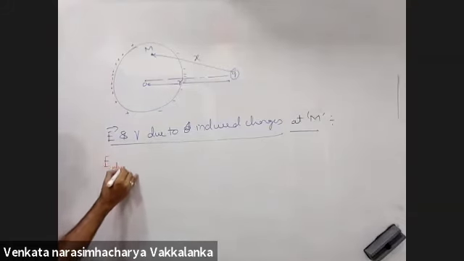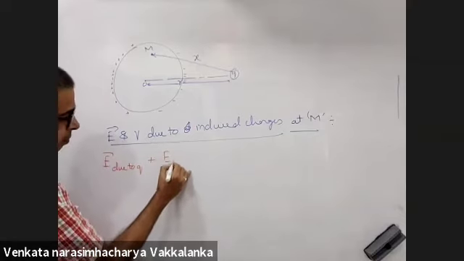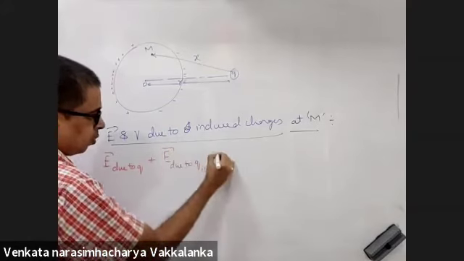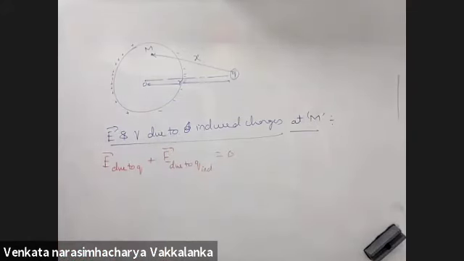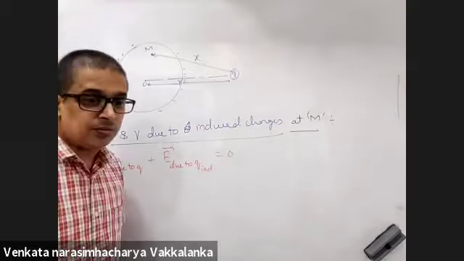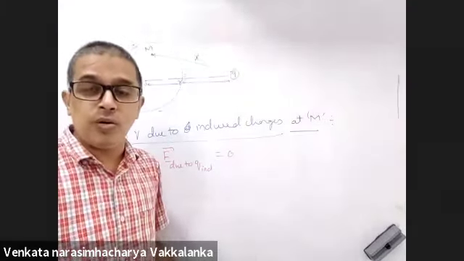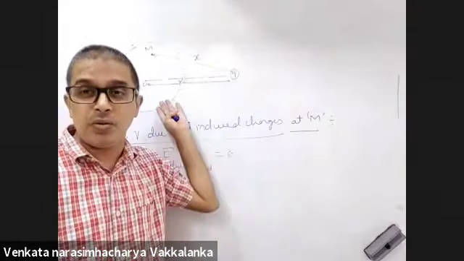Field at M due to Q plus field at M due to Q induced, sum total should be 0. This is our concept of shielding. Why is it 0? Now I should hang you upside down. I taught two lectures on shielding, and now you are asking why is the field inside a metal 0?